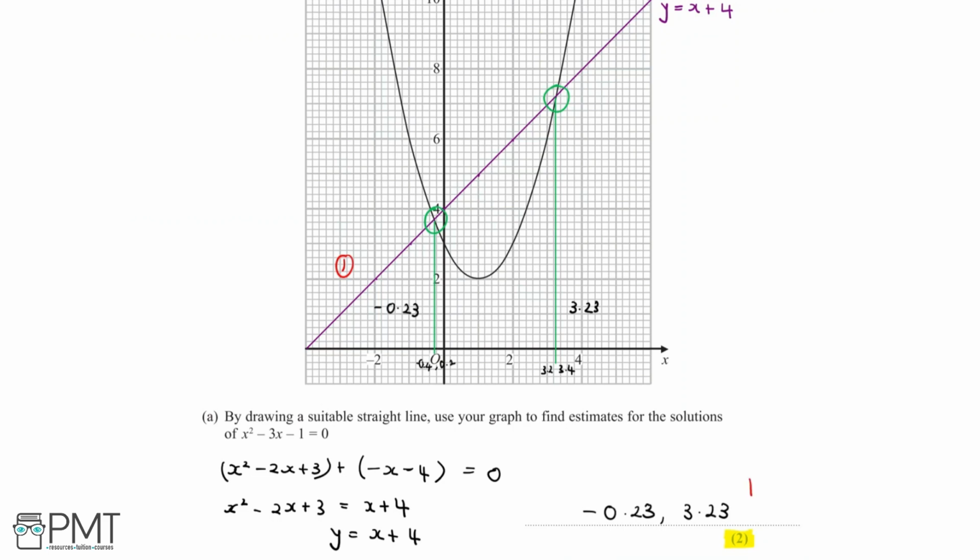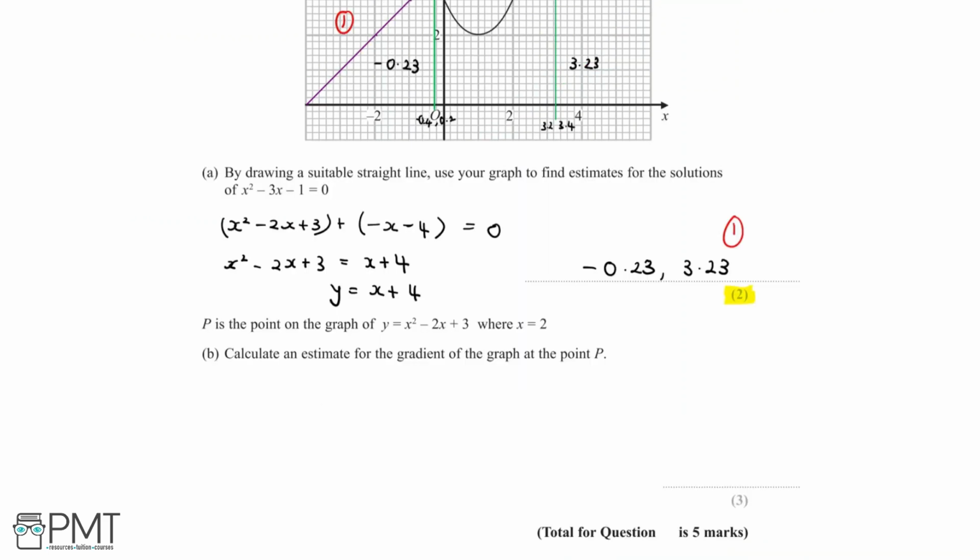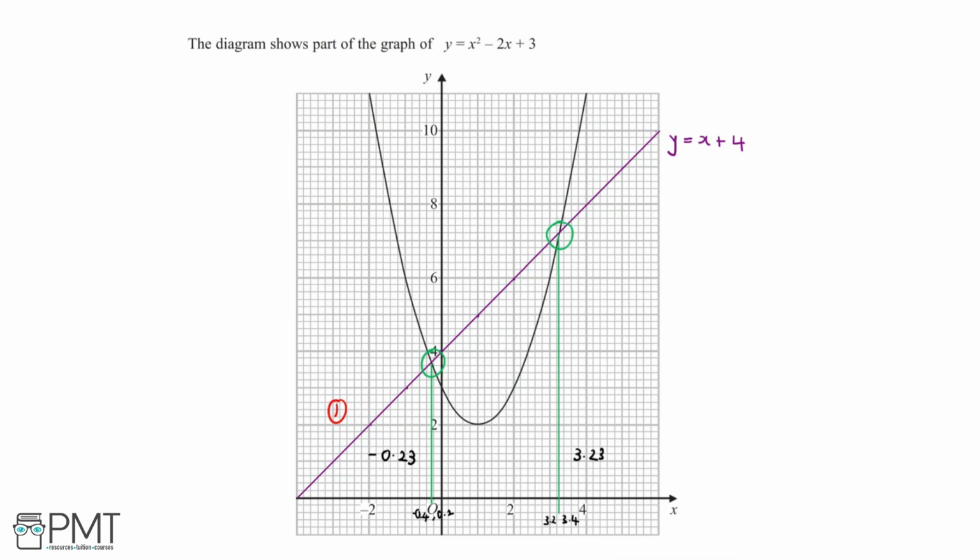Now in part B, we're told that P is the point on the graph of x squared minus 2x plus 3 where x is equal to 2. We're asked to calculate an estimate for the gradient of the graph at point P. Now let's start by identifying point P, which we're told is when x is equal to 2. And so drawing a line vertically upwards from x equals 2, we can see that the point P is right at the point where this line and the curve intersect.